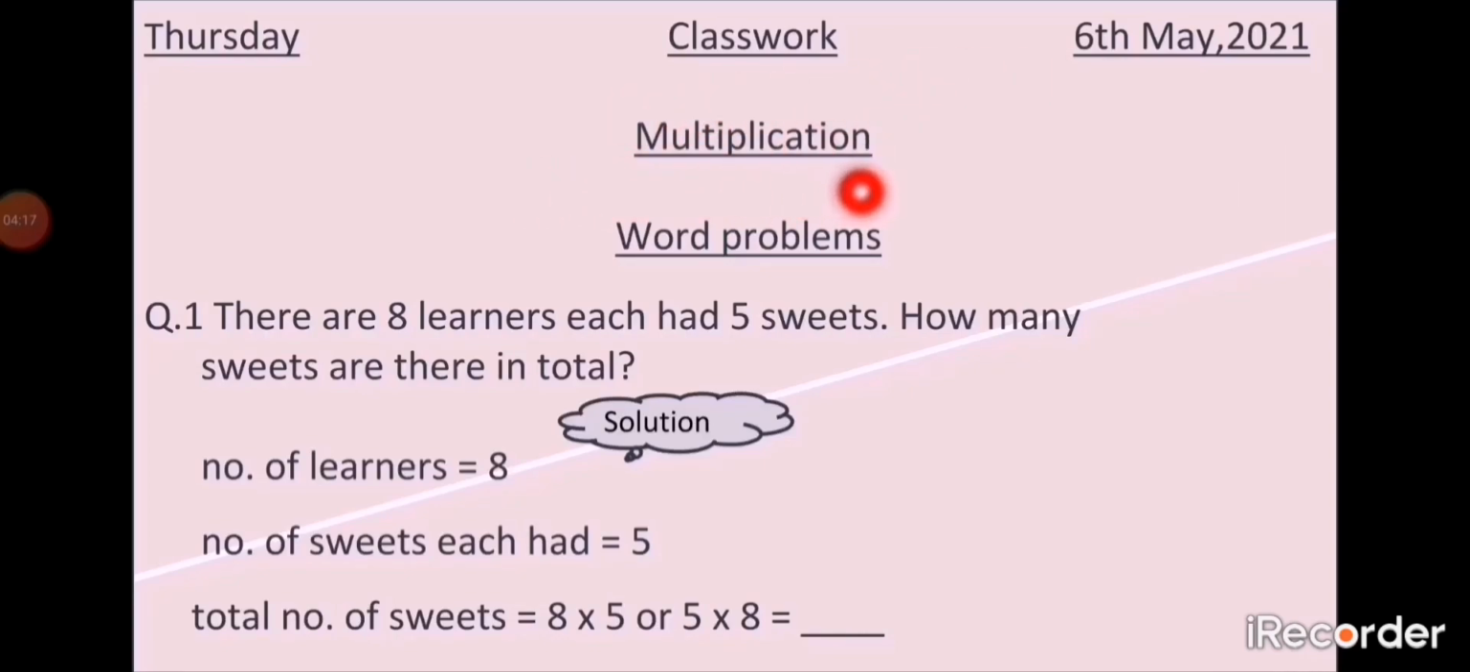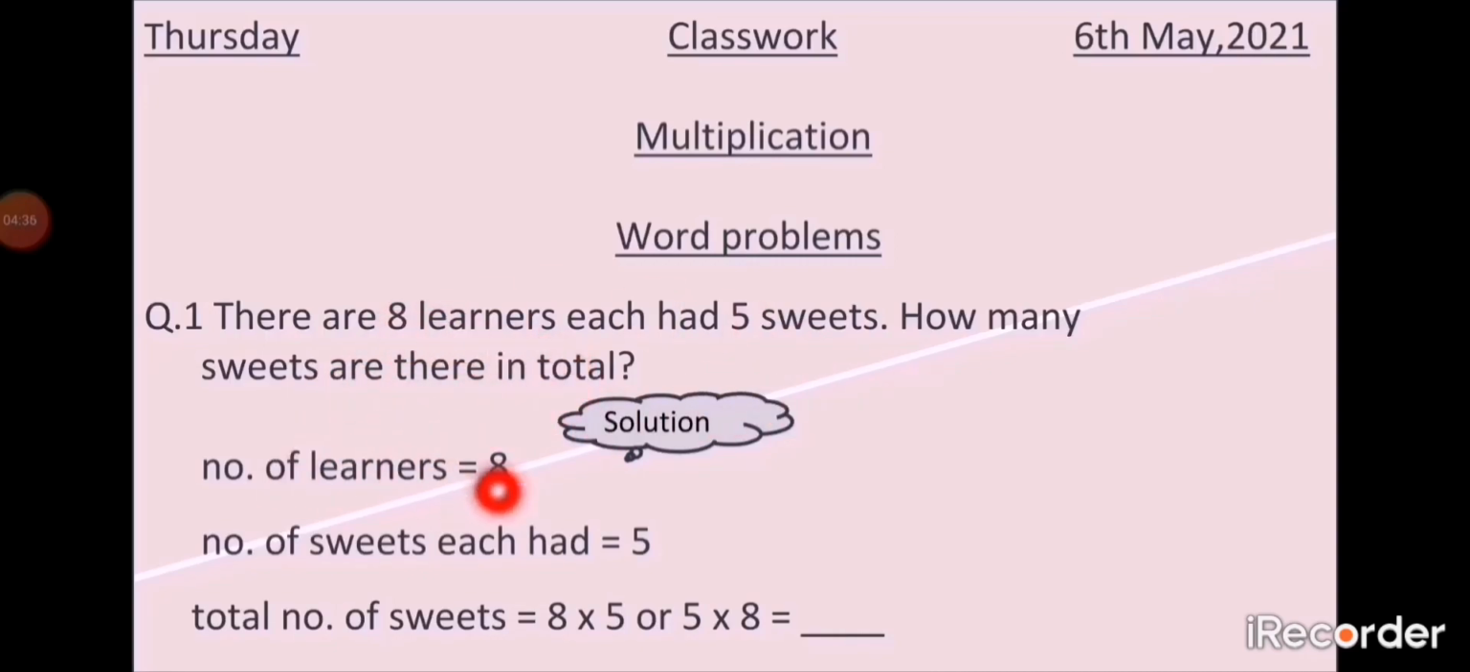Then leave one line and write your topic: multiplication. Then leave one line and write the topic: word problems. We are doing some word problems of multiplication today. Question number 1. There are 8 learners, each had 5 sweets. How many sweets are there in total?